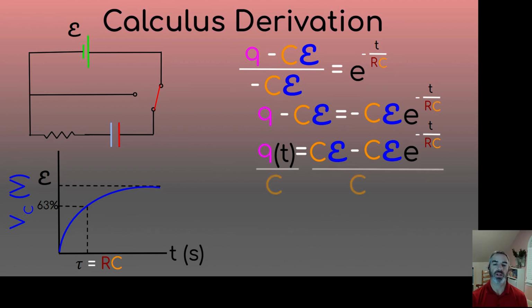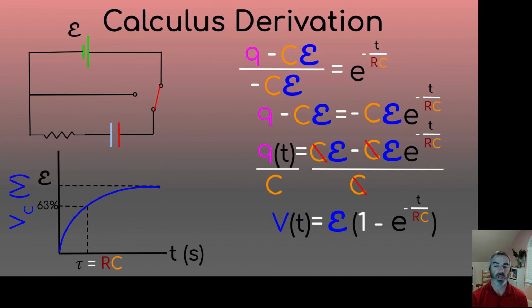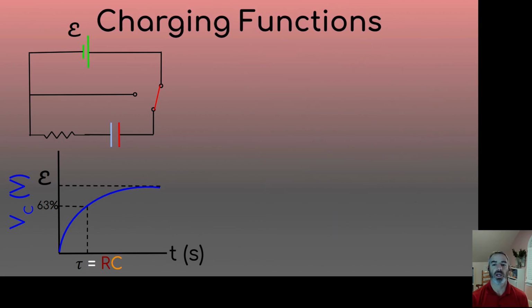So if we want potential, we're going to divide both sides by capacitance. Capacitance on the right side is going to cancel out, and q as a function of time divided by capacitance is going to give us the potential as a function of time. And then we can factor out the EMF of the battery, and that's going to give us an equation of V as a function of time equals the EMF of the battery times 1 minus e to the negative t divided by RC, or you could substitute tau, t divided by tau. You might see the equation written that way as well. So now we have a function of potential across the capacitor as a function of time.